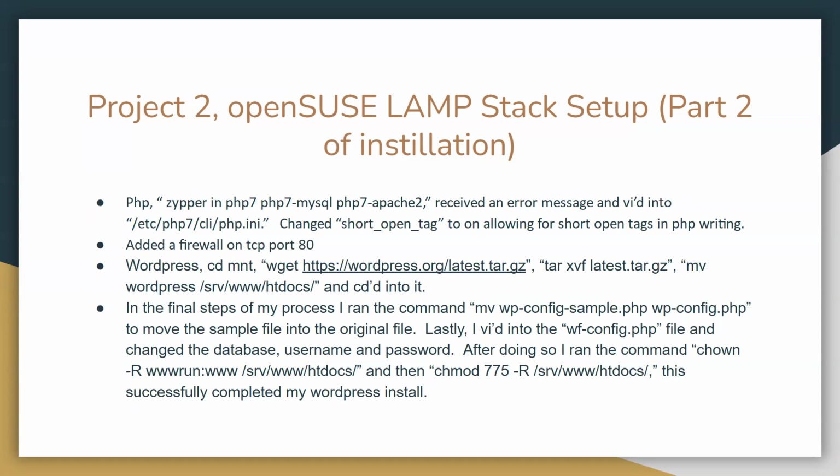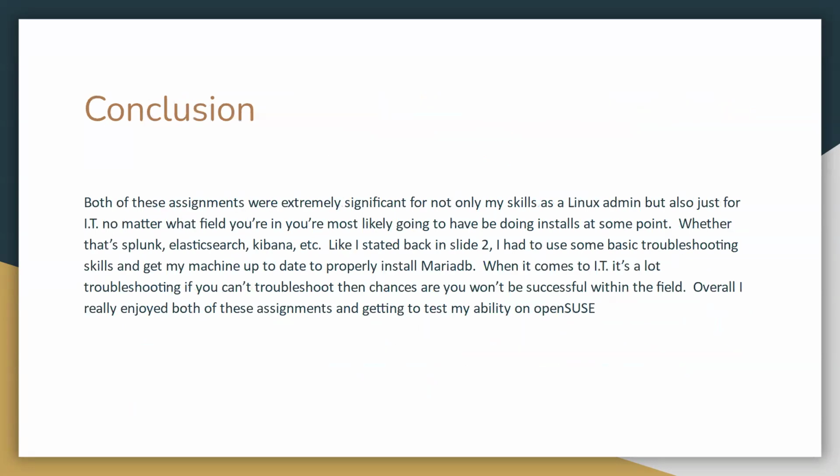And then after doing so, I ran the command chown -R wwwrun on /srv/www/htdocs/, a lot of words, and then chmod, not exactly sure how to pronounce it, 775 -R /srv/www/htdocs/data. And yeah, that successfully completed my WordPress install process.